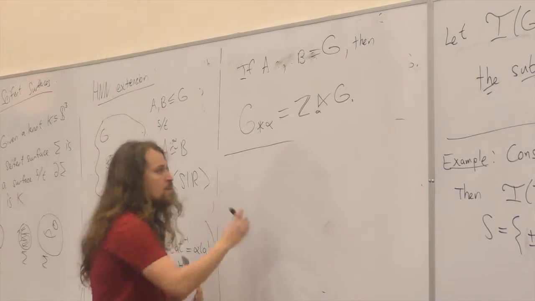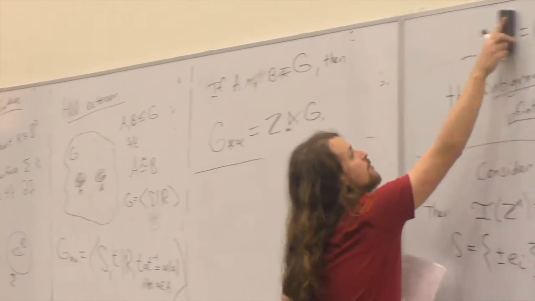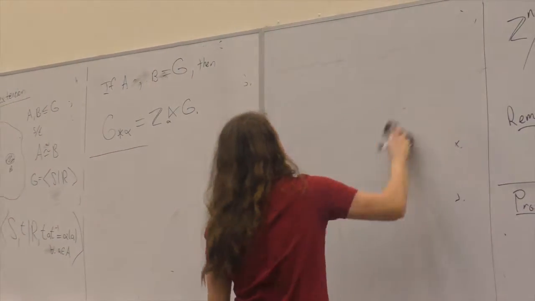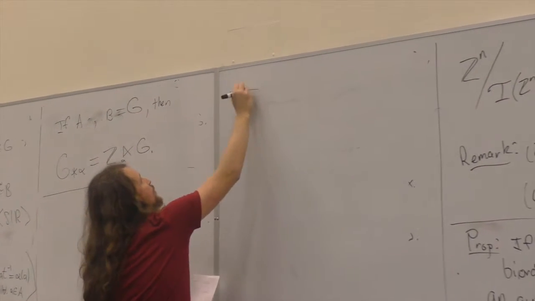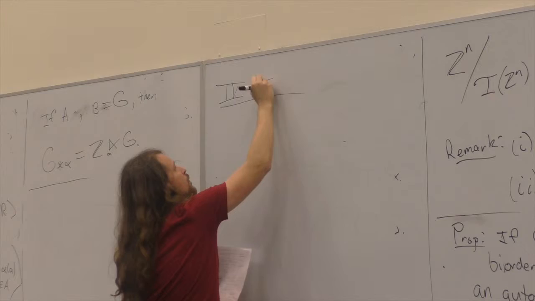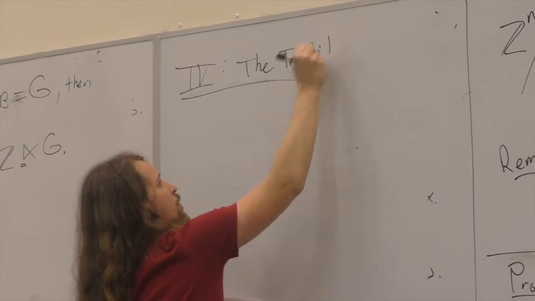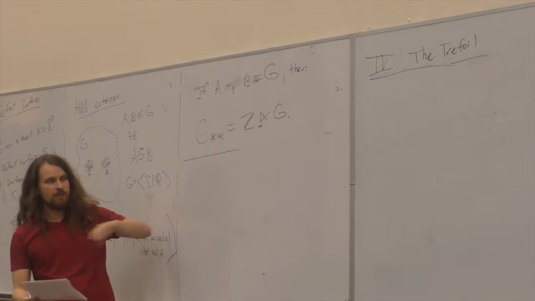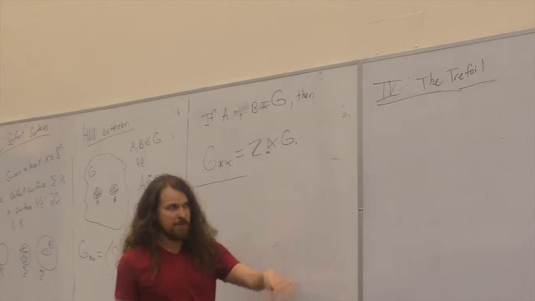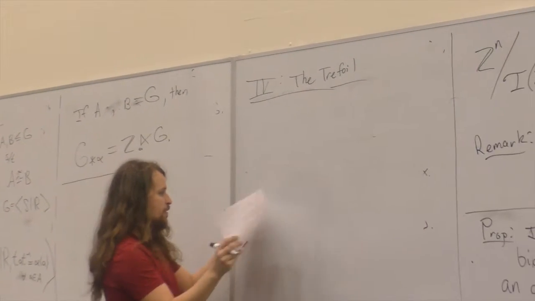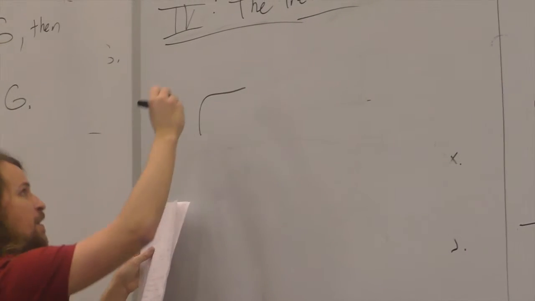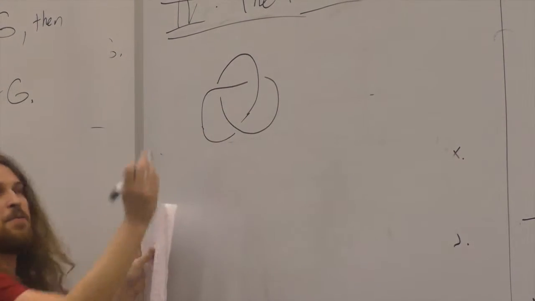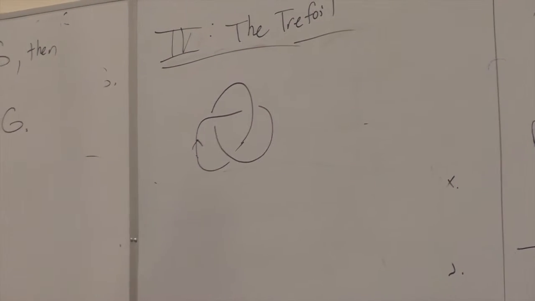Okay. Another example. So using an HNN extension, I'm going to try to build a presentation for the fundamental group of the complement of the trefoil. So our trefoil looks like this. I want to make sure I have the right-handedness, and not the other one.